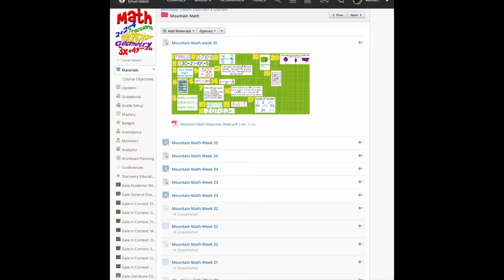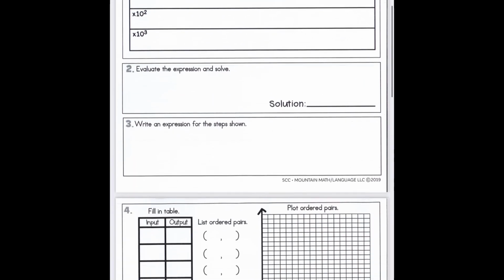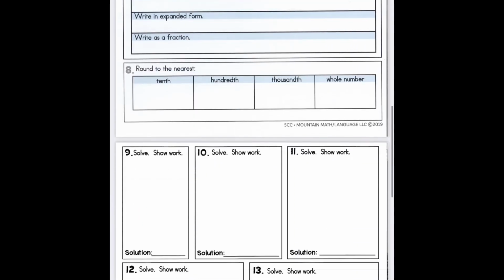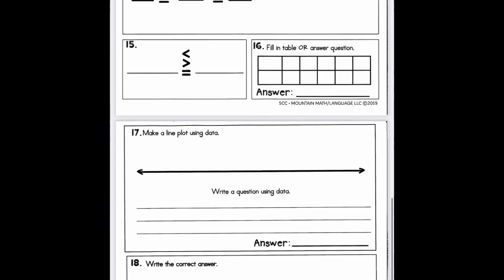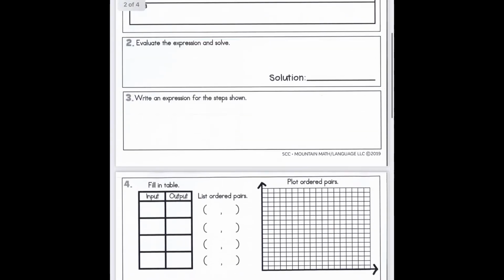So you will have a screenshot of the picture. And then in this case, the picture changes, the problems on the picture change, but the form that we're going to be using is the same all the time. So let me open up that form so you can get an idea of what that looks like. This is the form that we're going to be using. It is the same form every week. Once again, the only thing that changes are the numbers that we use. The questions are the same each week.